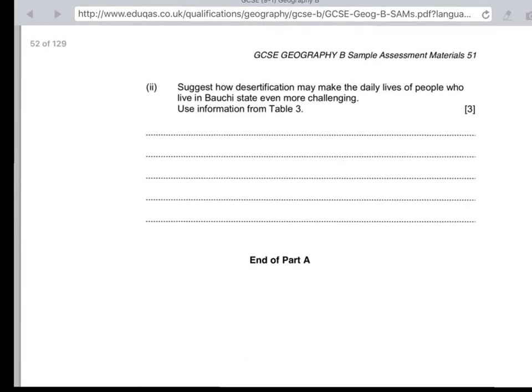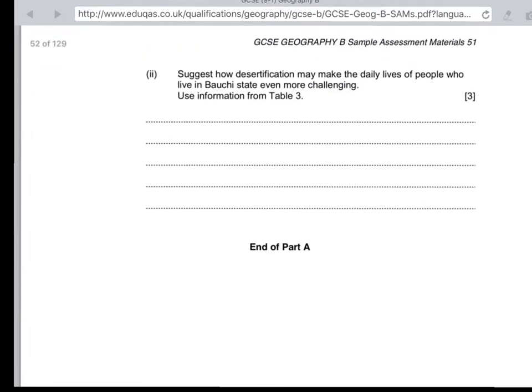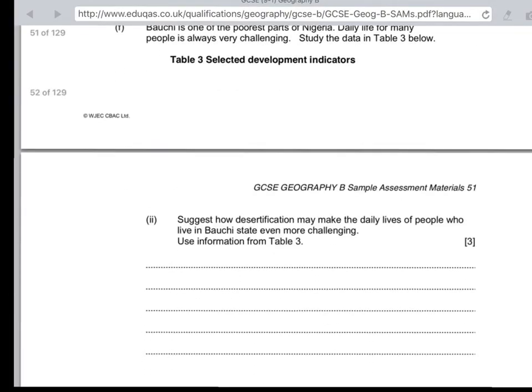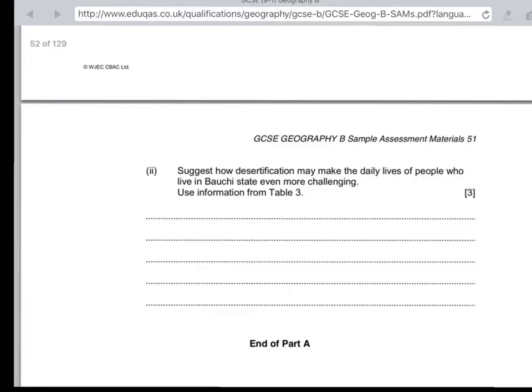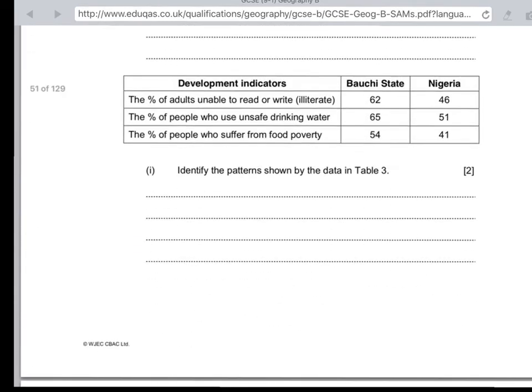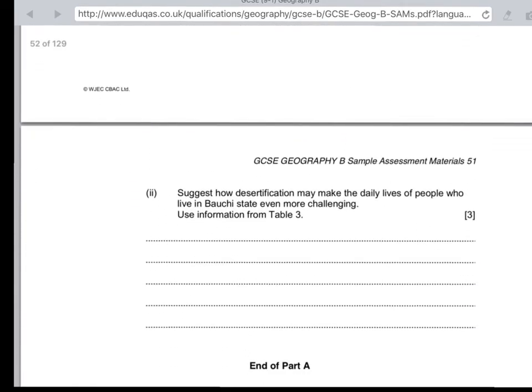Okay, and then we get to this part. Suggest how desertification may make the lives of people who are living in Bauchi state even more challenging. Use information from table 3. We'll come back to table 3. We've got food poverty, drinking water, illiteracy. Okay, well, food is nice and easy. Desertification means that food production will decrease. With decreasing food production, hunger and food insecurity and food poverty are going to increase. That's certainly got me 2 marks.